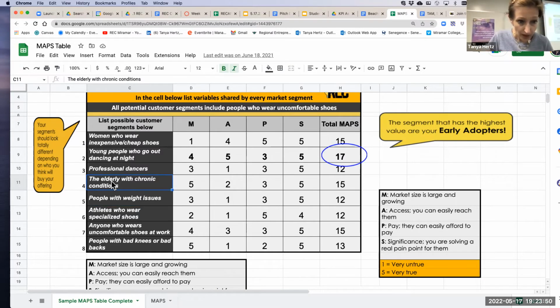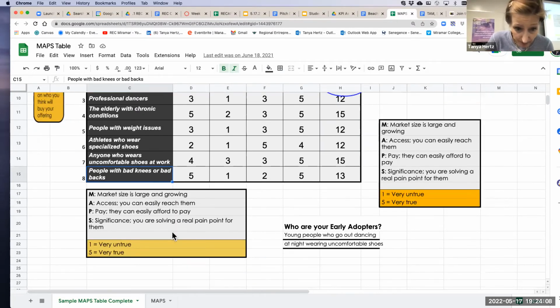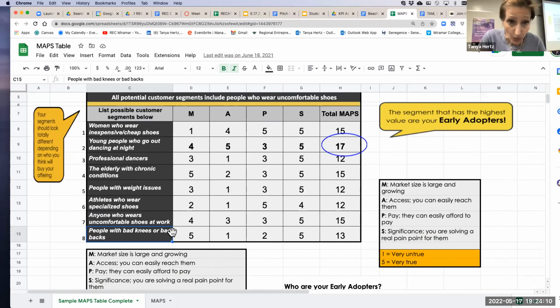Maybe older people, or older people with chronic conditions, or people with weight issues, or athletes who have specialized shoes, or people who work a lot and wear uncomfortable or professional shoes at work. So maybe people with bad knees or bad backs. And then you can further differentiate here as well. You can get even more specific.